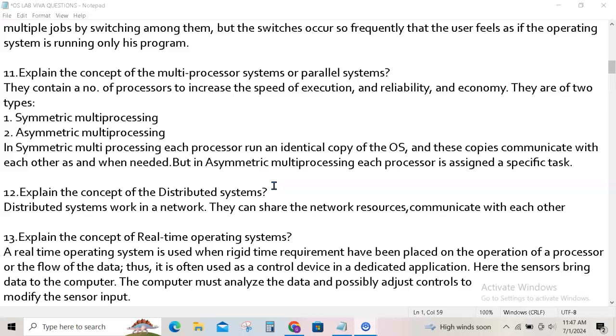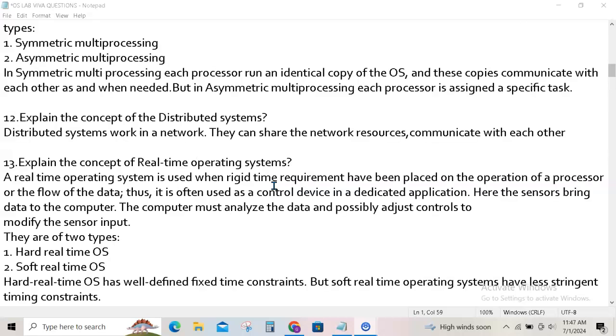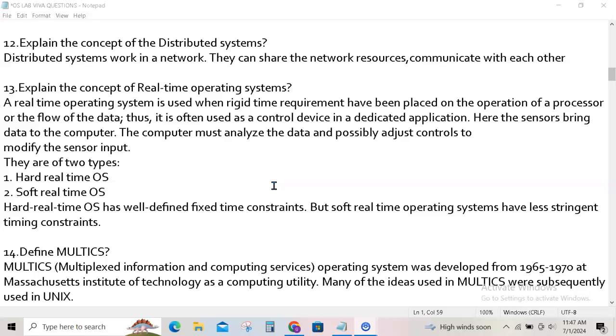Next is, what are distributed systems? Distributed systems are those which work across a network, where they share resources and communicate with each other. Explain the concept of real-time operating system. Real-time operating systems are those that have rigid time requirements. That is, they are used in control devices or in dedicated applications. And we have two types of real-time systems, hard real-time and soft real-time systems.